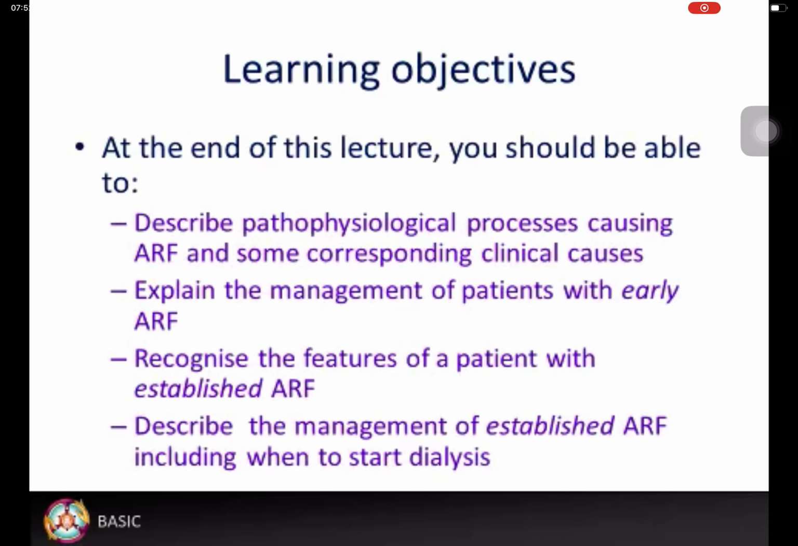At the end of this lecture, you should be able to describe the pathophysiological processes causing acute renal failure and some corresponding clinical causes, explain the management of patients with early kidney injury, recognize the features of a patient with established acute renal failure, and describe the management of established acute renal failure, including when to start dialysis.